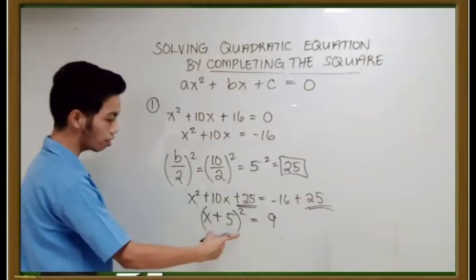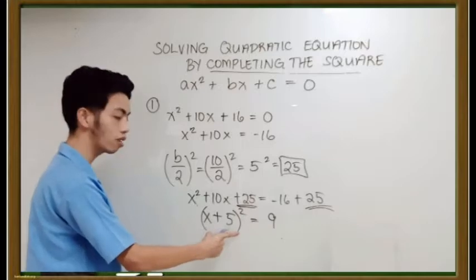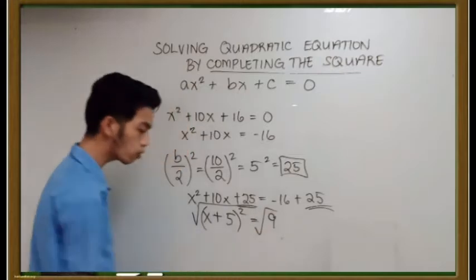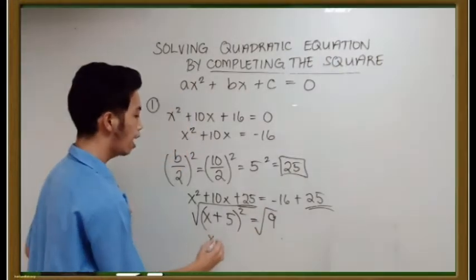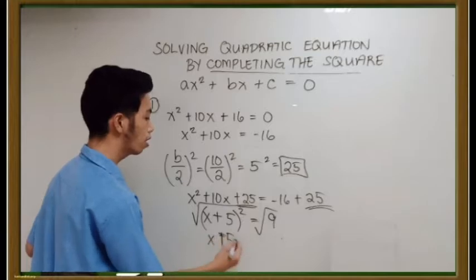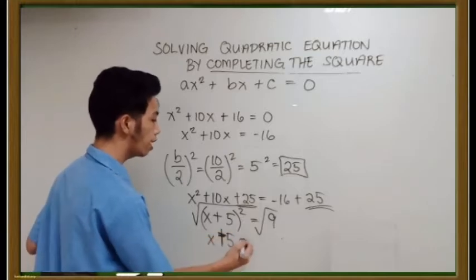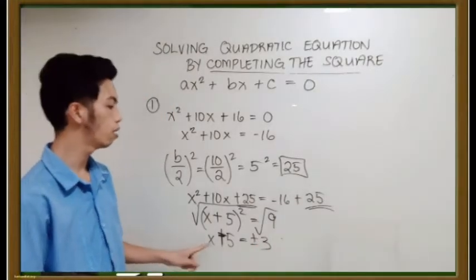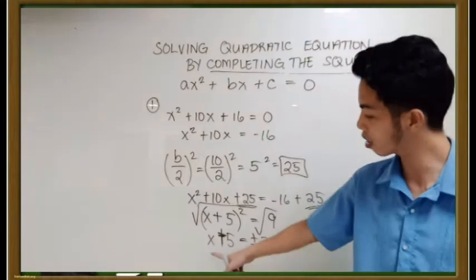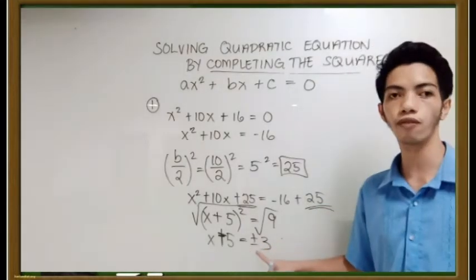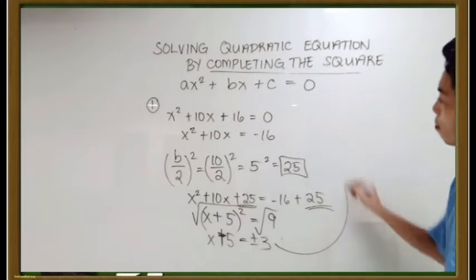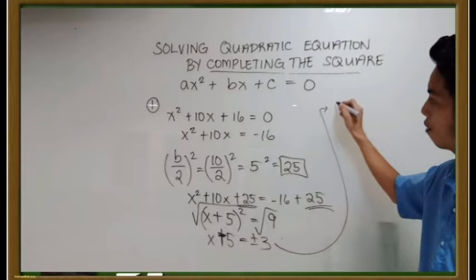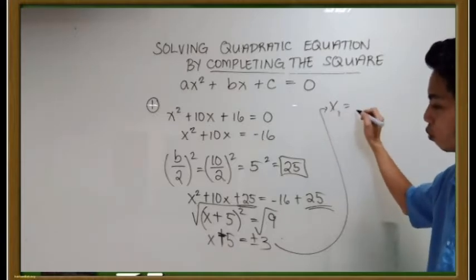Okay? So, since we have x plus 5 square equals 9, getting the square root of both sides of the equation will give us x plus 5. Okay, x plus 5 is equal to positive or negative 3. Okay, now, so we have x plus 5 is equal to positive or negative 3. So now, pag-iwalay natin siya.